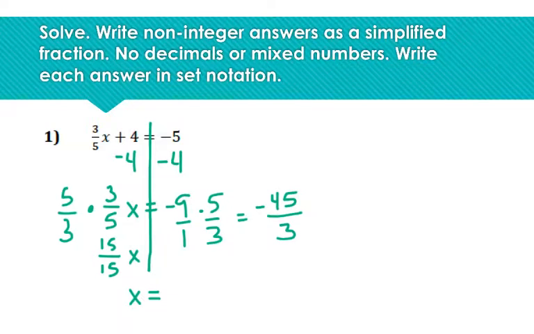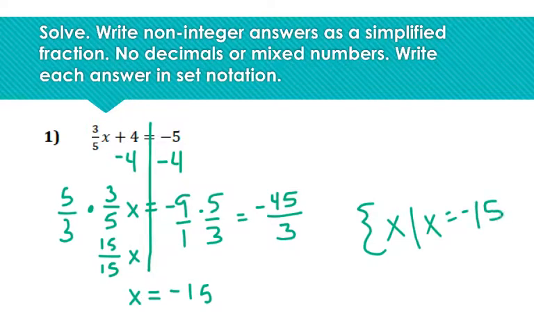I mean, we could put it in our calculators, or we can think about what is 45 divided by 3. And we'll put a negative out in front. We know it's going to stay negative. Or, let's see, two numbers that add together to give us 45 are 30 and 15. 30 divided by 3 is 10, and 15 divided by 3 is 5. So we get -15. So just putting it in set notation, we say that the set x such that x equals -15.